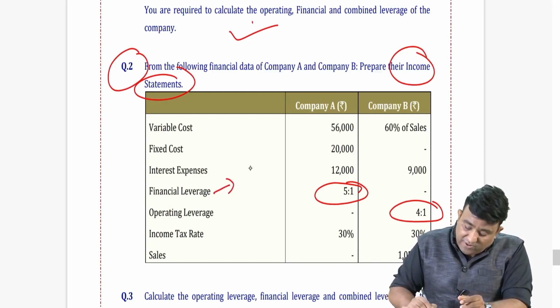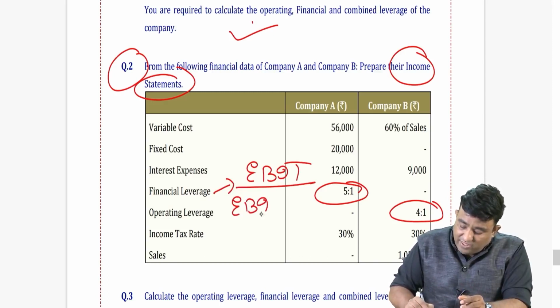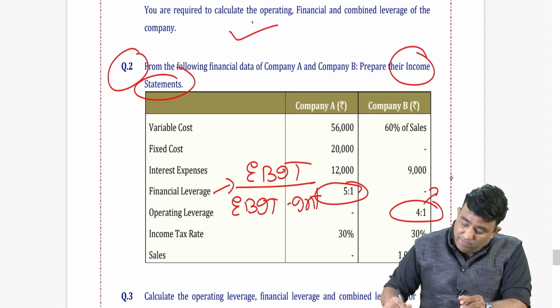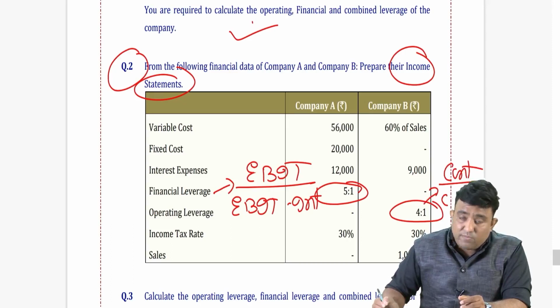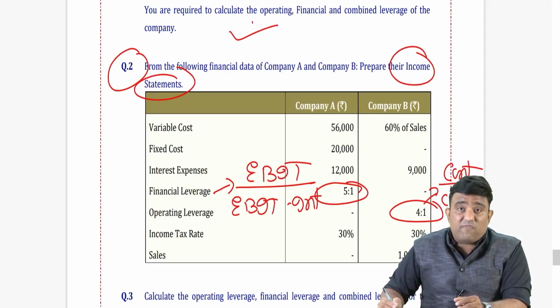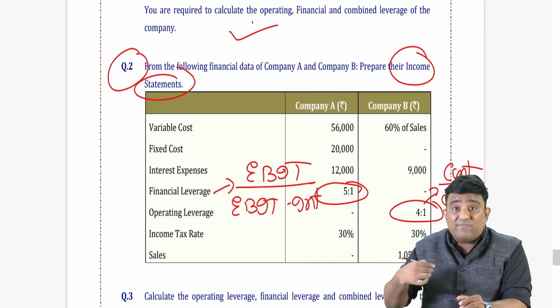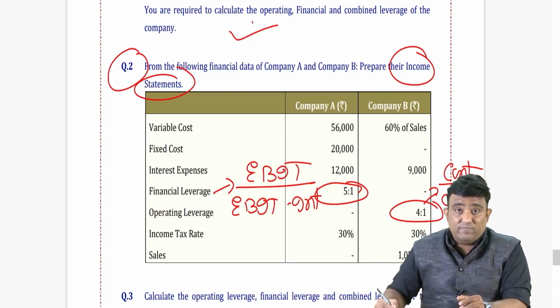What is the financial leverage breakup formula? Remember, it's EBIT upon EBIT minus I, presuming preference dividend is not there. And DOL is contribution upon contribution minus fixed cost. Do you remember this? These are very important breakup formulas, and these formulas are useful only when some missing frequencies are to be calculated. Fair enough?